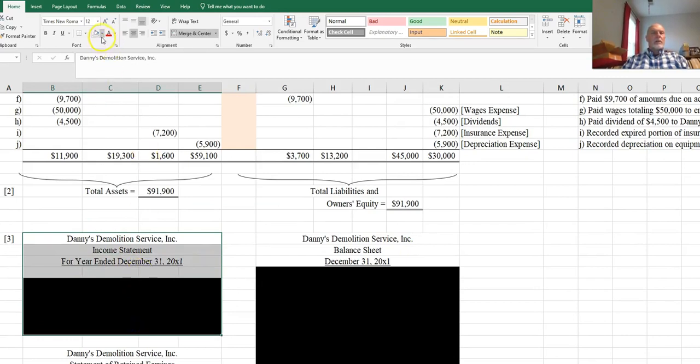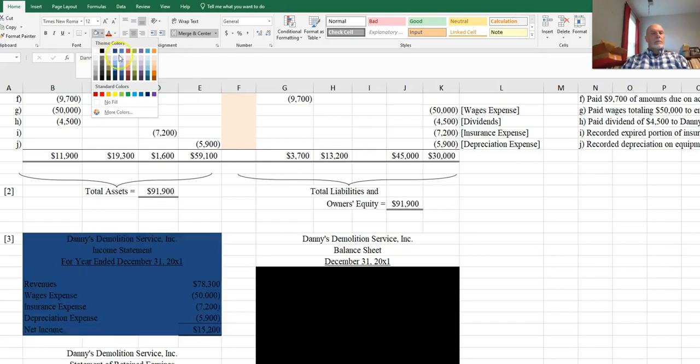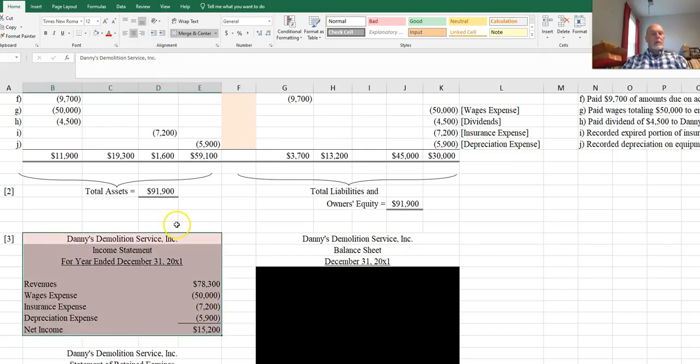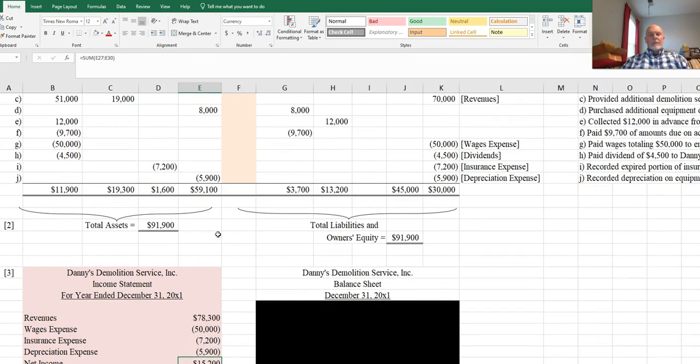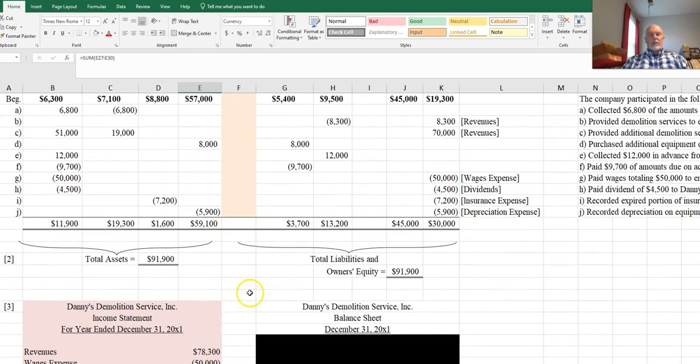Let me make it a pretty color of some sort. I think I've got all my income statements in pink. So revenues, and then subtract out your expenses, and that's your net income. I've actually already got the financial statements kind of color coded on the next page, so let me go over there real quick.